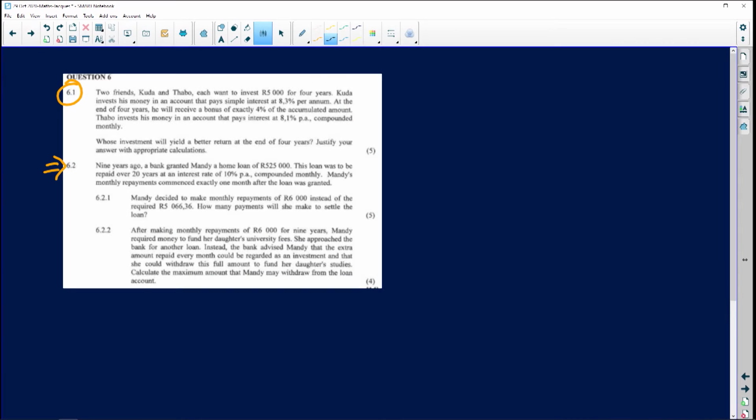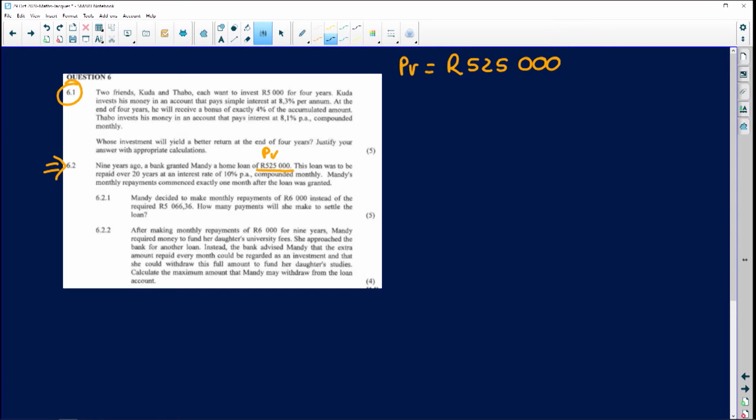Well, this question tells us the following. It says, 9 years ago, a bank granted Mandy a home loan of 525,000 Rand. Let's write this down. The present value is 525,000 Rand. Well, that was a few years ago. Homes don't cost that anymore.